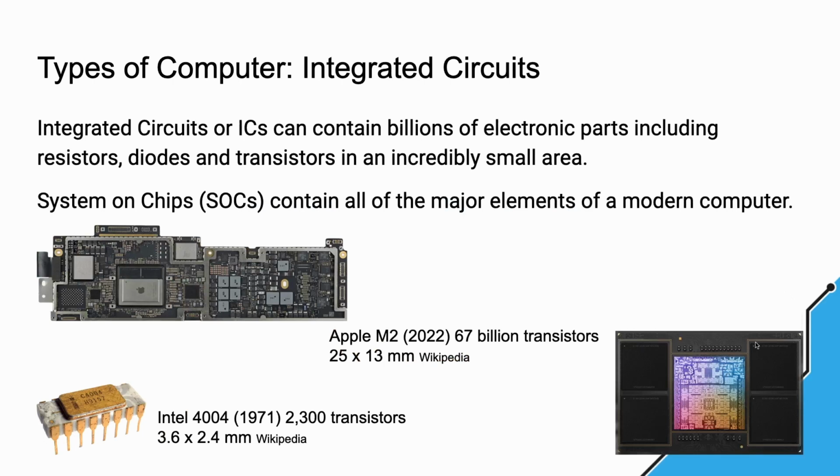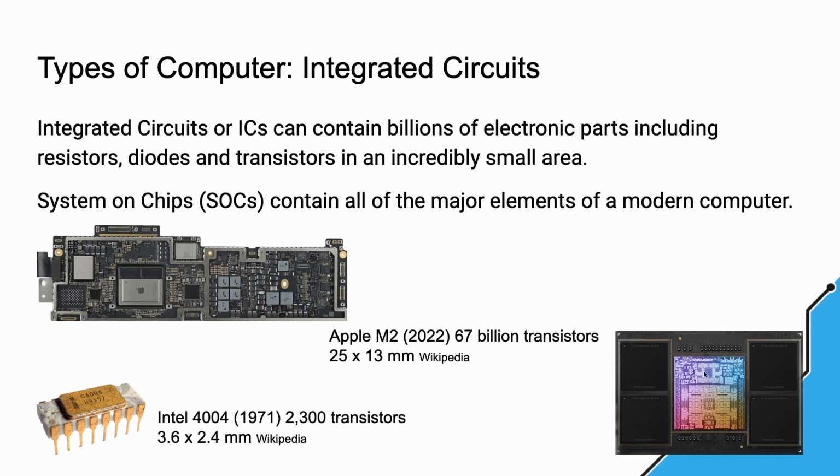And basically an integrated circuit is a special silicon chip that can contain up to billions of electronic parts, things like resistors, diodes, and transistors. And they do this in a very tiny area. So if you look at this IC on the bottom left-hand corner, this is the Intel 4004, which was made in 1971 and was the first microprocessor. And it contained 2,300 transistors.